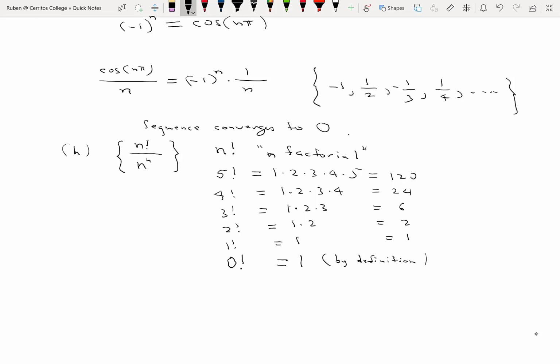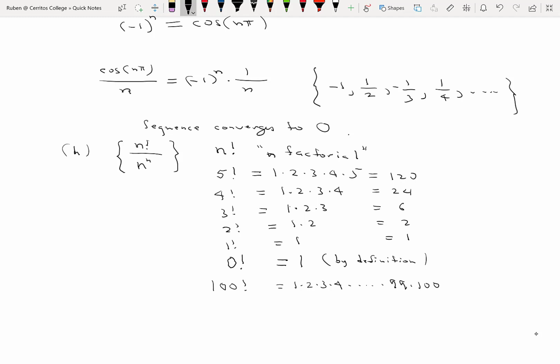Notice that as n gets large, n factorial also gets large. In fact, n factorial gets large quickly. Imagine looking at 100 factorial. That would be 1 times 2 times 3 times 4 times all the way up to 99 times 100. That number would be huge. So n factorial grows very, very quickly.